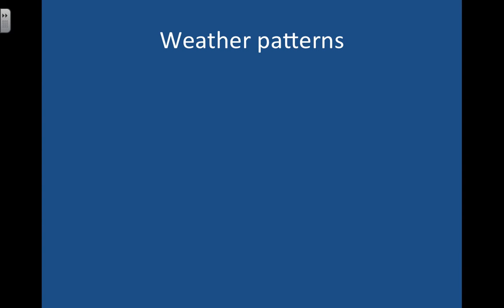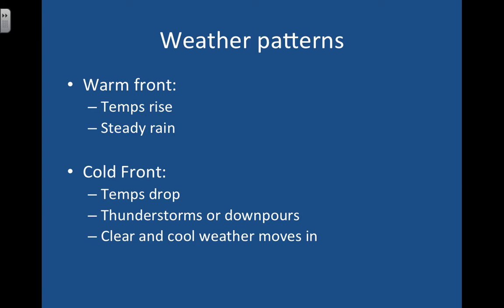So here's a summary of the weather patterns you see at each front. For a warm front, you get a steady rain and the temperatures are going to go up. And at a cold front, temperatures drop. You see thunderstorms or downpours, and clear and cool weather is going to move in. We're always really happy when a cold front happens in the summer, so that would be when you have those thunderstorms and then the next day it's not as hot.